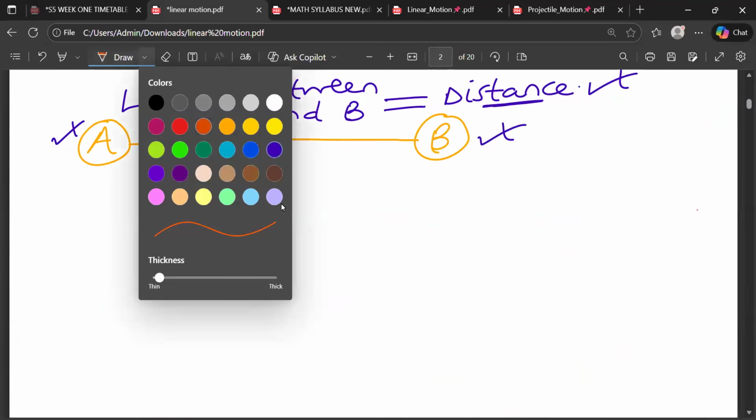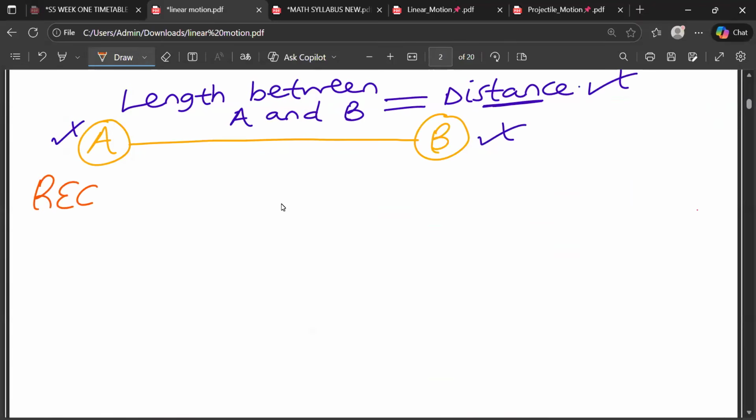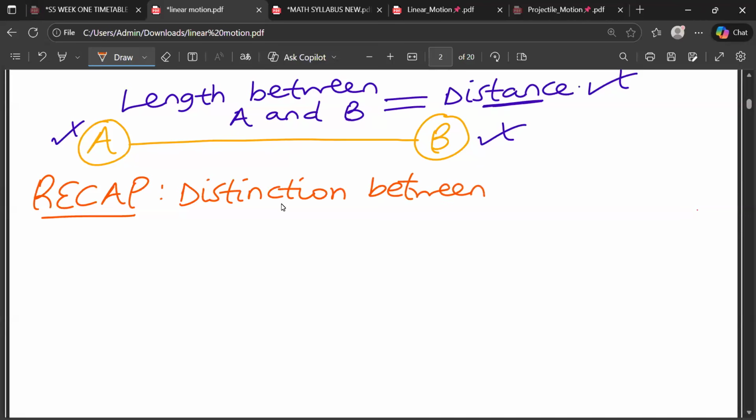I want you to recap this. This is something you covered in O level, but I just want to see if people recall. Who can give us the distinction between scalar and vector quantities? So the very first thing, you're supposed to look at the distinction between scalar and vector quantities. And I want someone who is going to give me two examples in each case. And I want you to give me sister examples.